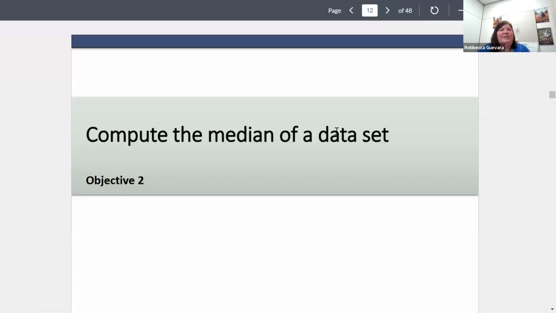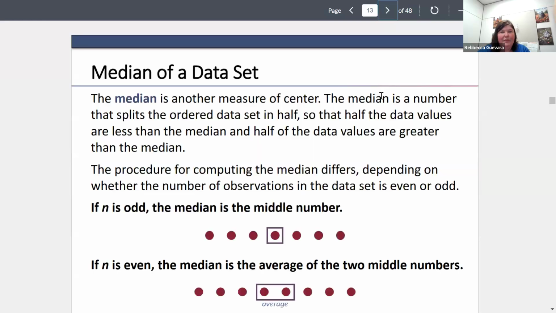The next part is your median. This is just another way to measure a center, but it's a little different. A mean uses all your data points in the calculation. A median isn't exactly a calculation though. It's more of a position.